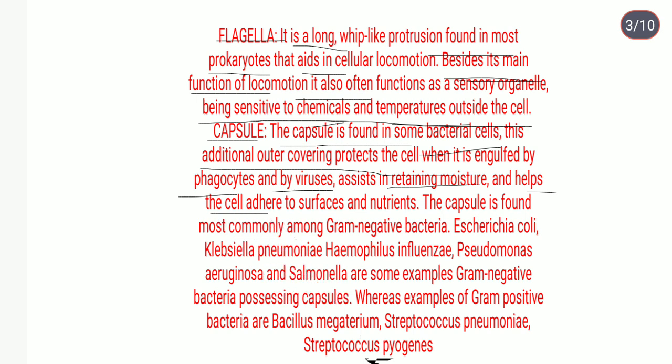The capsule is found most commonly among gram-negative bacteria. E. coli, Klebsiella pneumoniae, Haemophilus influenzae, Pseudomonas aeruginosa, and Salmonella are some examples of gram-negative bacteria which contain a capsule. Examples of gram-positive bacteria are Bacillus megaterium, Streptococcus pneumoniae, and Streptococcus pyogenes.